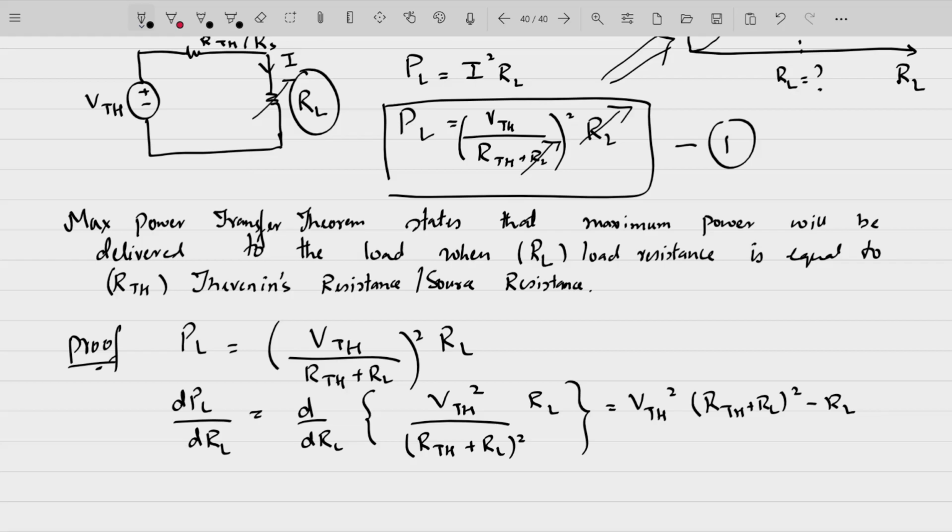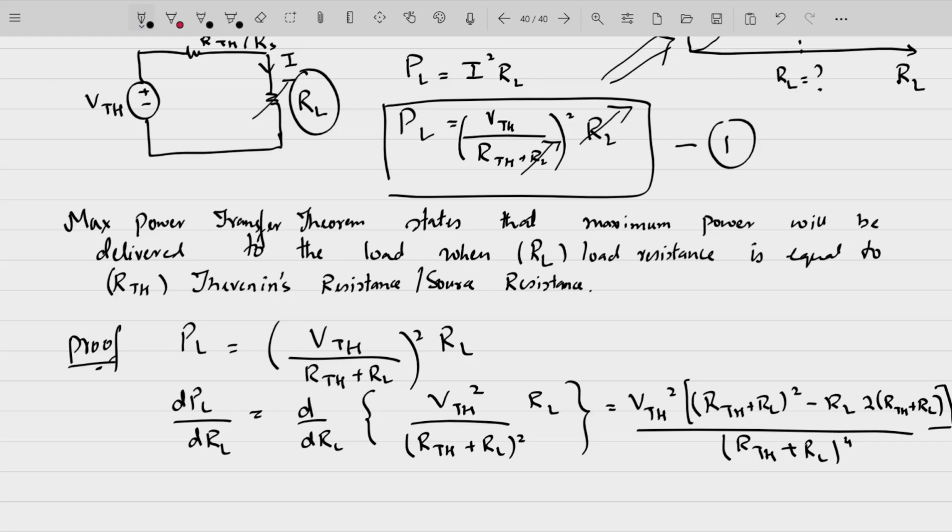into the differentiation of this denominator, RTH plus RL square, that is 2 times RTH plus RL, divided by the square of RTH plus RL square, that is RTH plus RL raised to power 4. The VTH square is multiplied with both.